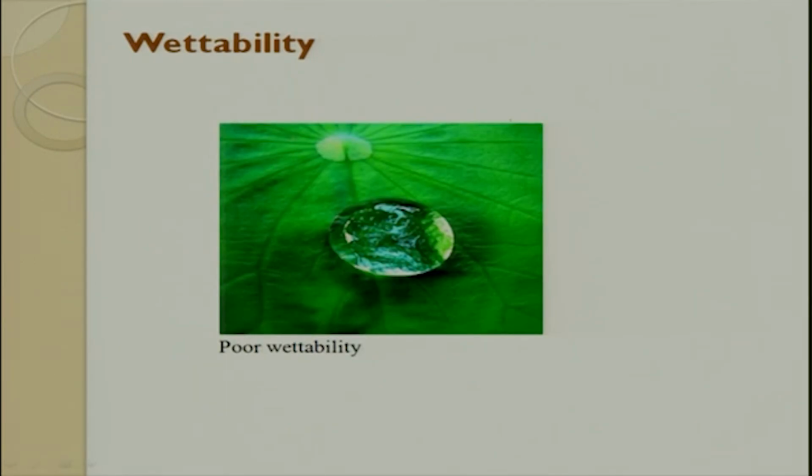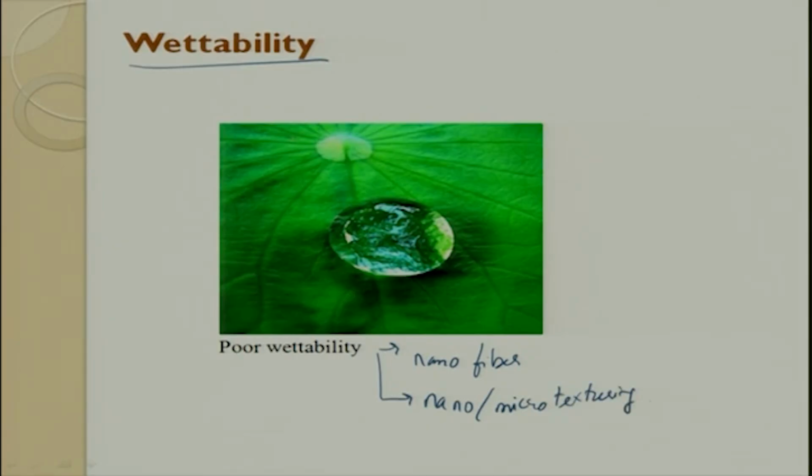This is wetting and poor wettability, the lotus leaf effect. The majority of insects, leaves and all, they have a nanofiber, or they call it nano texturing, nano/micro texture on the surface of the leaf.